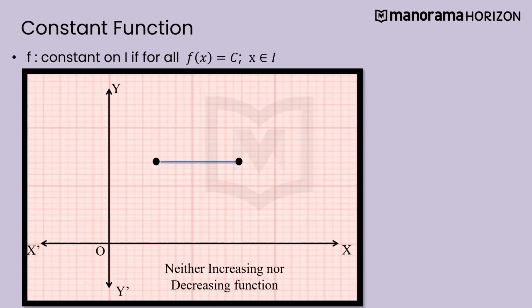And another category is the constant function. Here the function is said to be constant on I if f of x is equal to c, where x is an element of I. Here you can see a constant function. In this figure, it is neither increasing nor decreasing. Hence, it is a constant function.